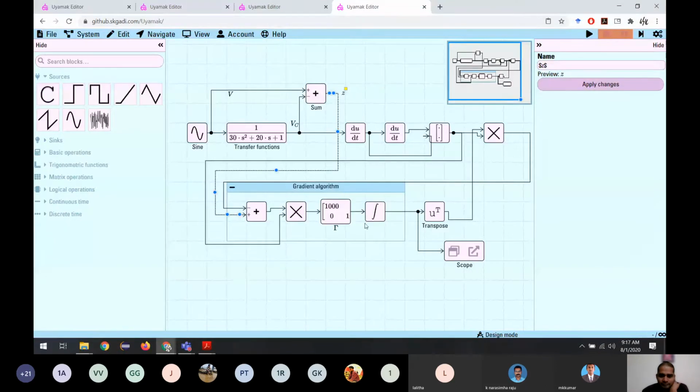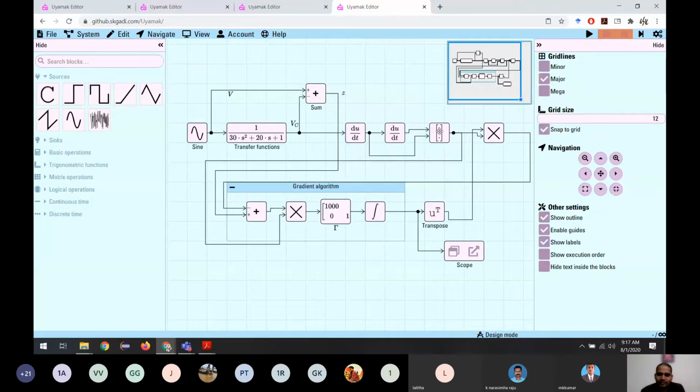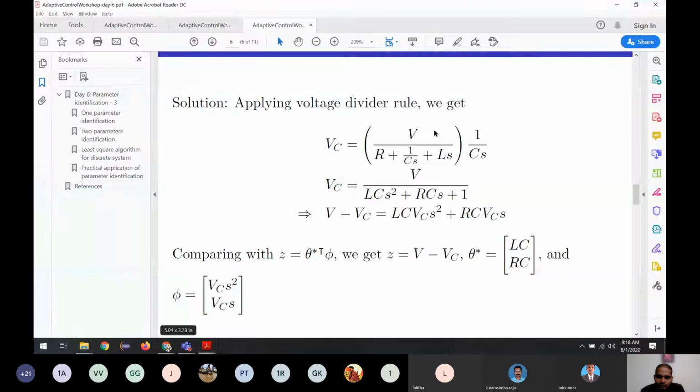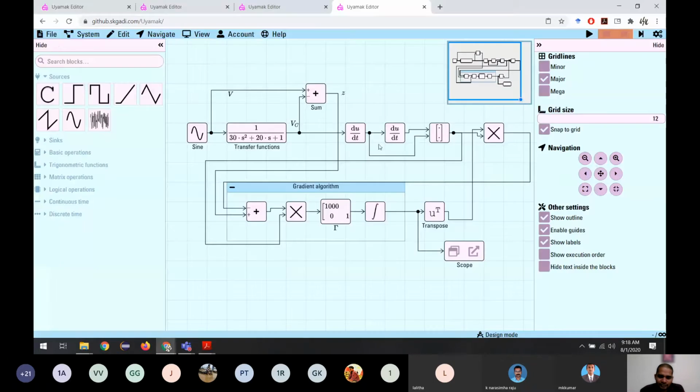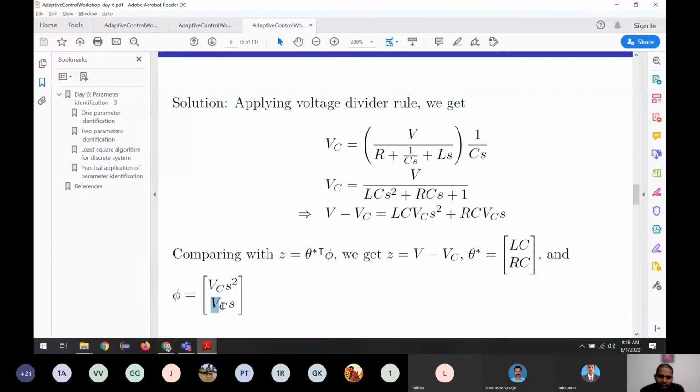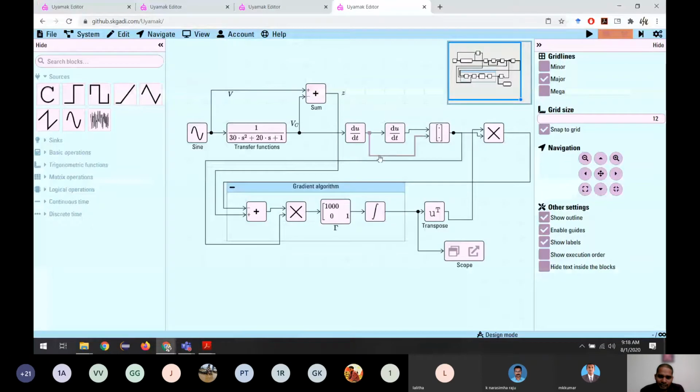So what is phi? Phi is a matrix or a vector. We can say it's a column matrix with the first term S squared times VC. What do we call S? If 1 by S is integral, we say S is a differentiation. So we have to do differentiation twice, and then we put it in the first row. What is the second row? The second row is derivated one time. So this is the second term.